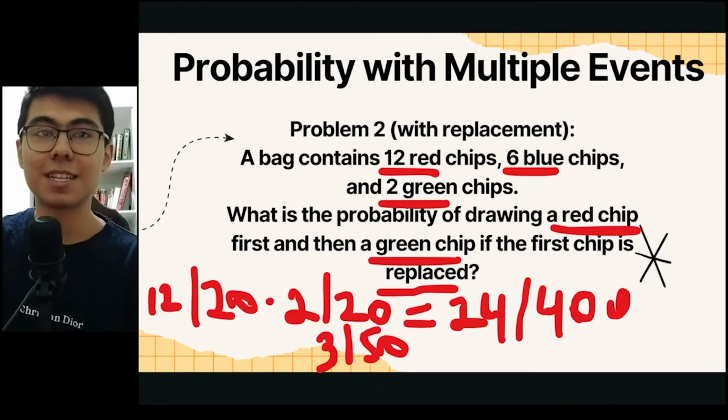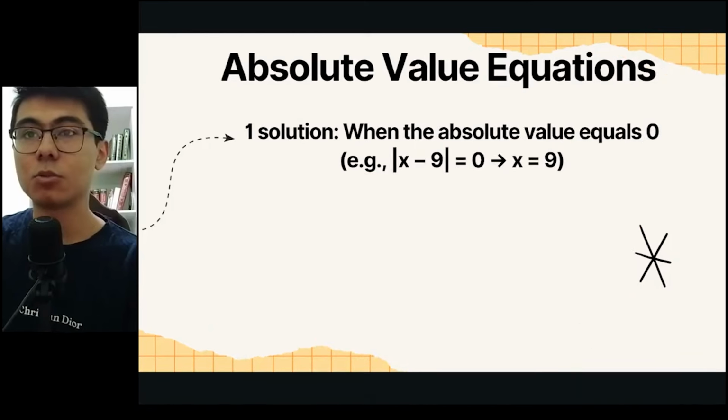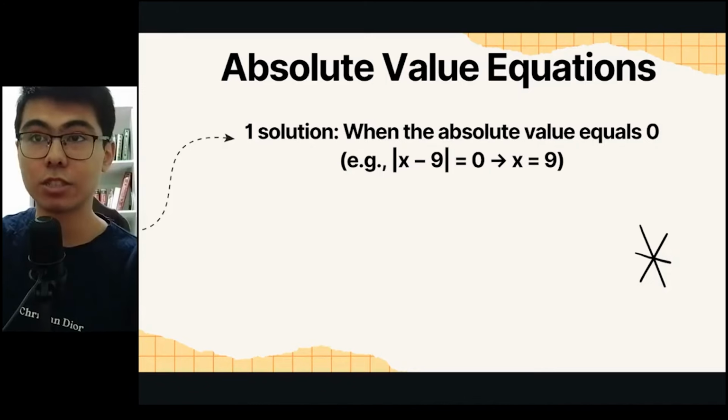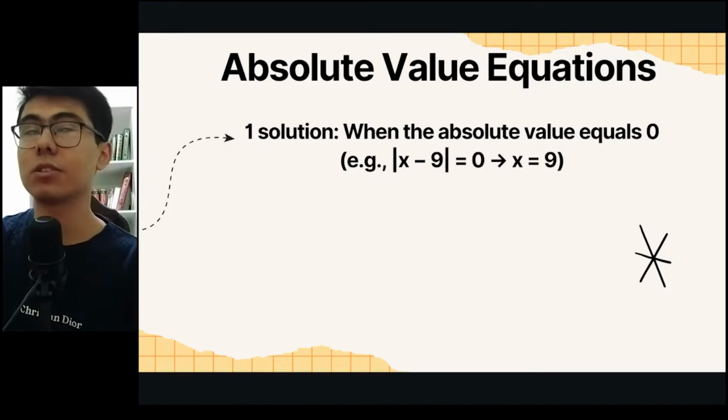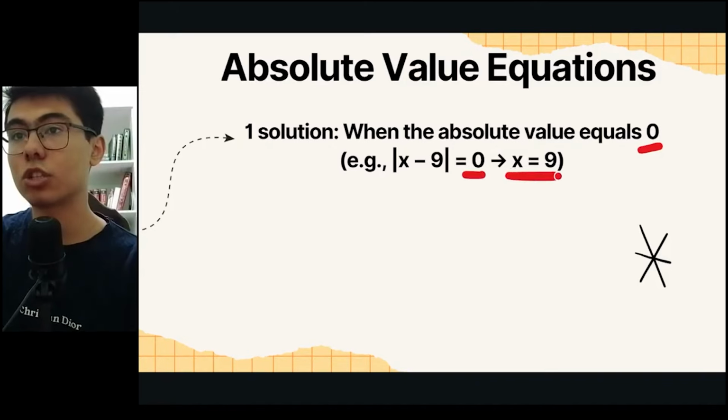So now let's move on to the next topic. Now we will cover absolute value equations. And absolute value equations have one solution when the absolute value equals 0. Here's an example of it. So the absolute value of x minus 9 equals 0. So in this case, because it equals 0, there is only one solution, x equals 9.